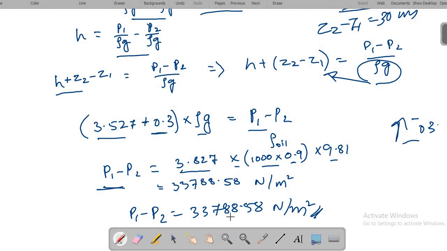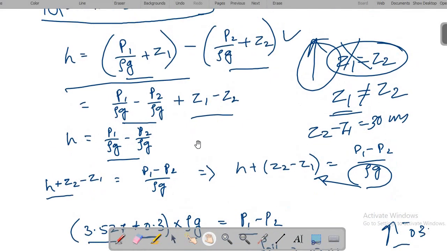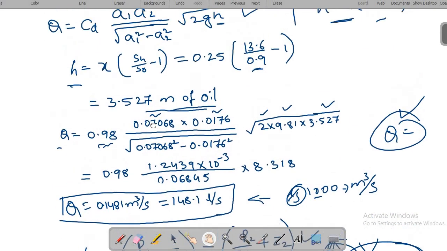So this is P1 minus P2, and Q I got as 148.1 liters per second. So this is the answer for both the cases. Okay, I hope it is understood. If required, I will repeat once again. You just have the overview.